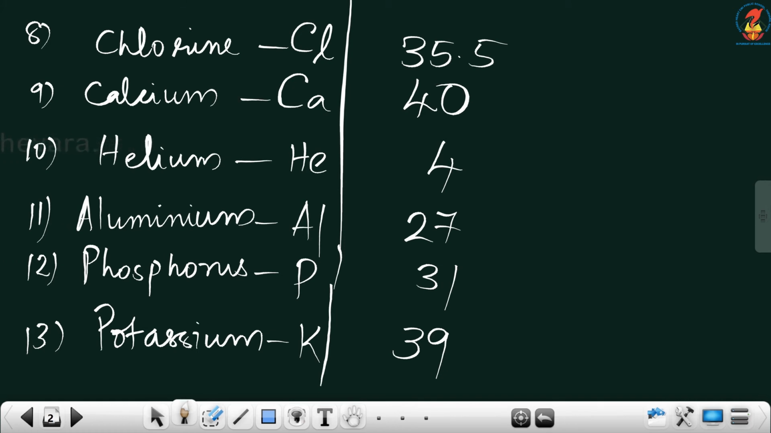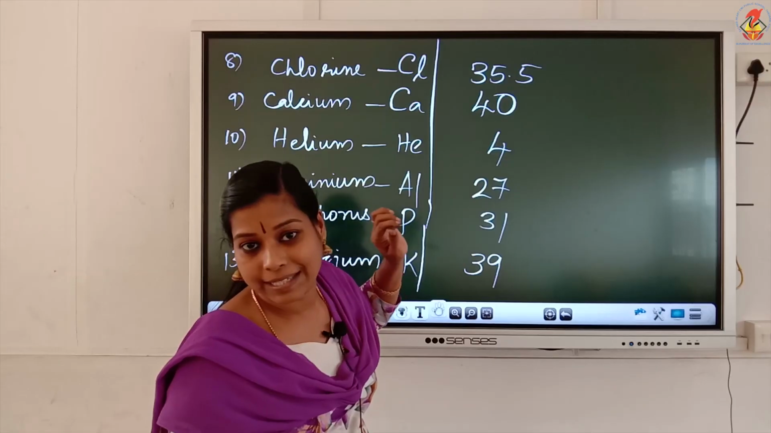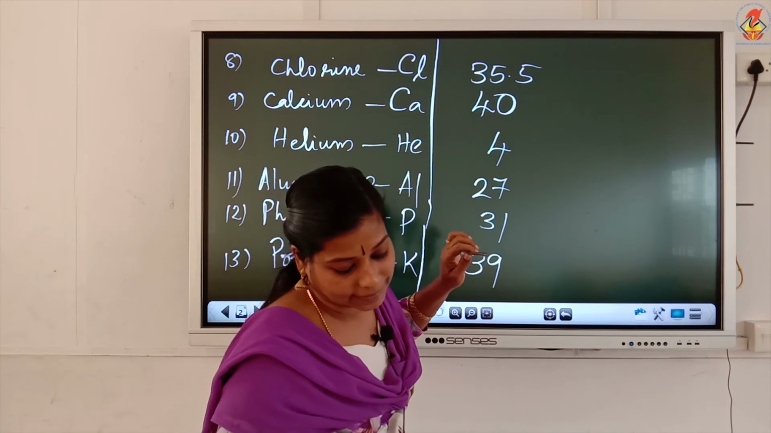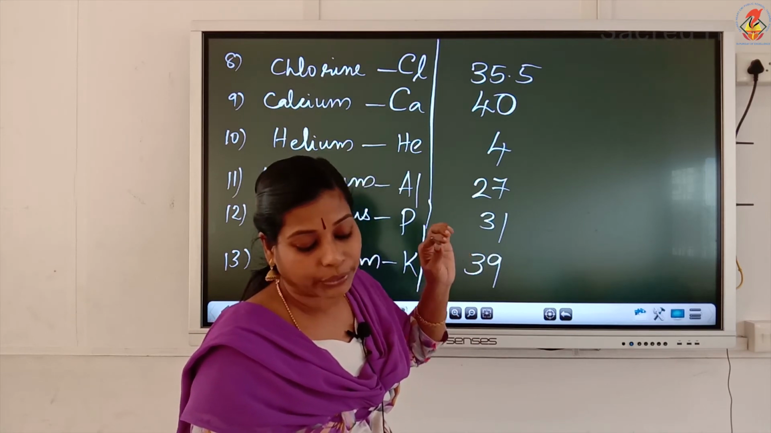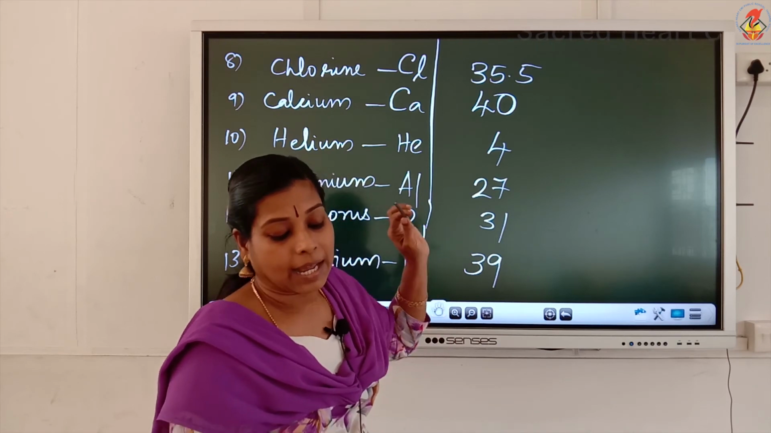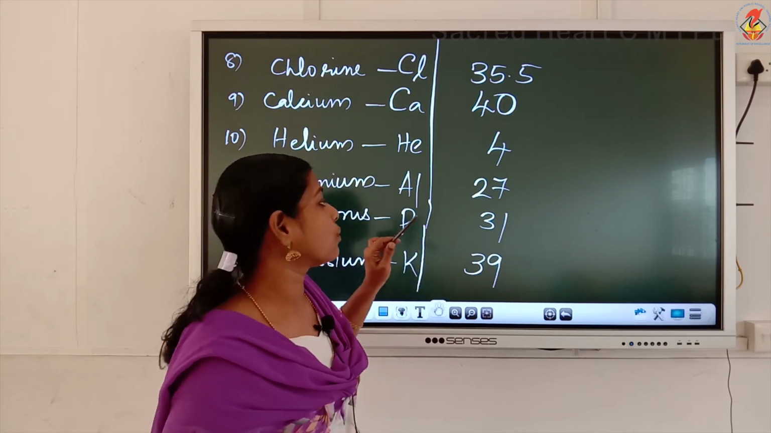For the calculation, you should learn this table by heart. The table is there in your textbook and it will also be provided in the notes. Page number 35, table number 3.2.